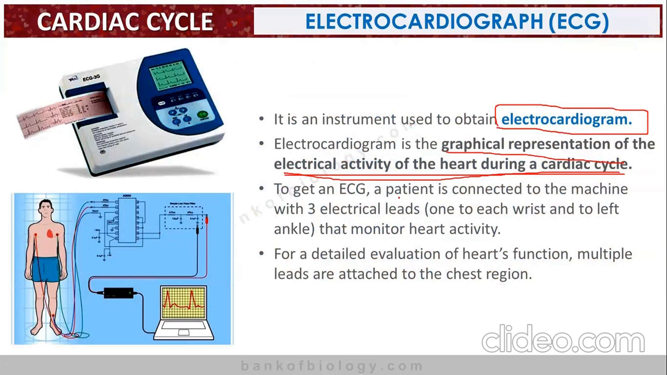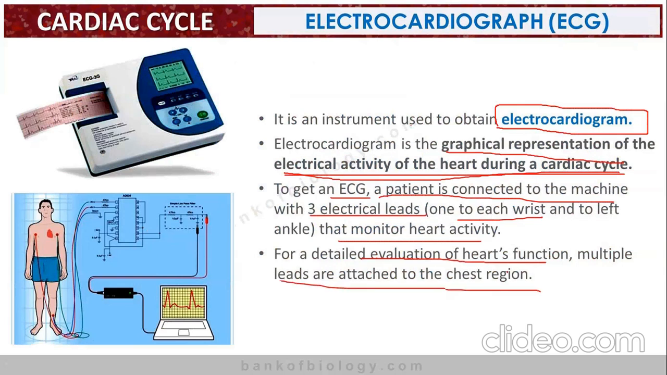To get an ECG, the patient is first connected with the machine with 3 electrical leads, one to the wrist, the other also to the wrist, and finally one to the monitor to see the heart activity. For detailed evaluation of the heart's function, multiple leads are attached to the chest region. So depending upon the heart's function with respect to different chambers and different valves, to check all these things in detail, there will be different kinds of leads attached to the chest region for detailed analysis.